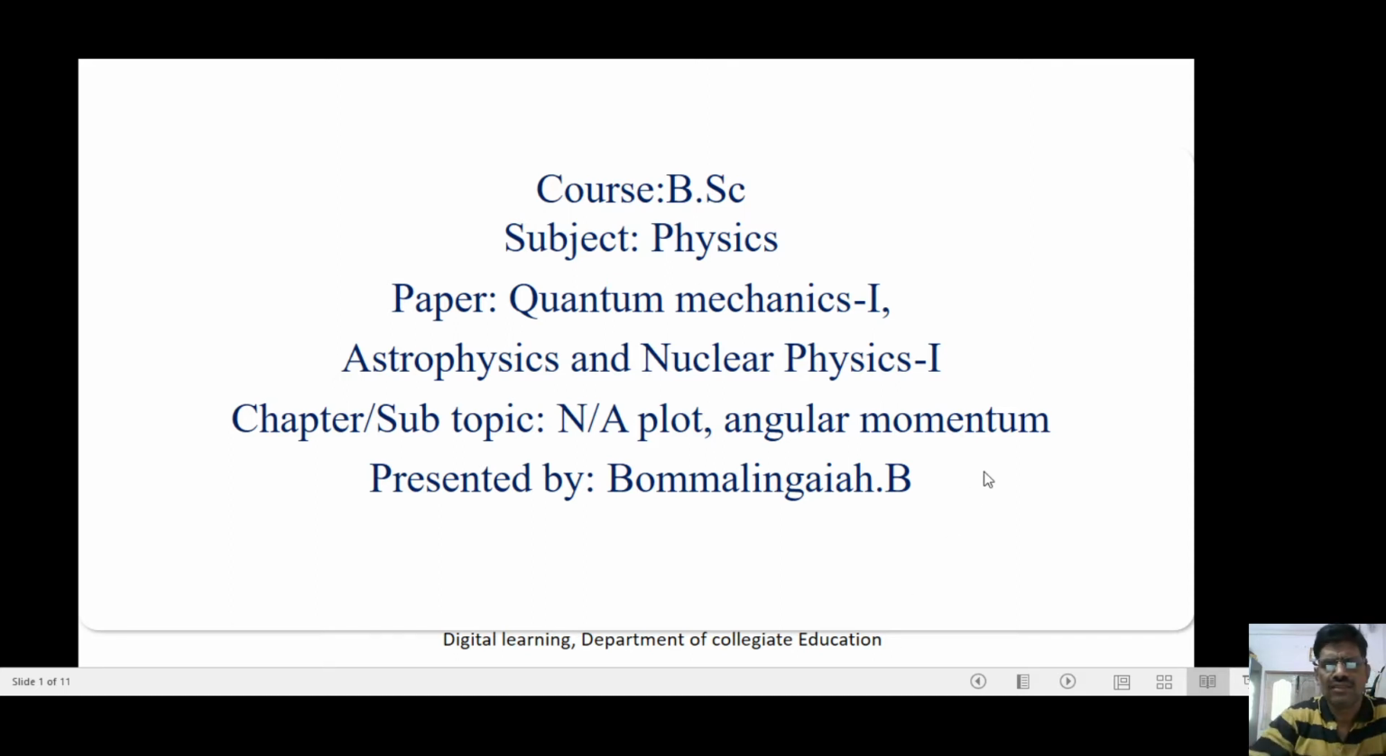Hi everyone, course BSc, subject physics, paper quantum mechanics, astrophysics and nuclear physics. Chapter or subtopic: neutrons for mass plot, angular momentum, presented by Bommalingaya B.